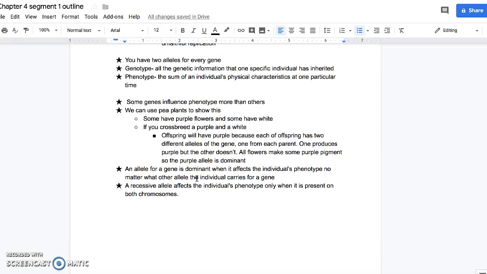A genotype is all the genetic information that one specific individual has inherited, and your genotype was set at the instant of fertilization. For the rest of your life, your genotype will remain the same. On the other hand, we have phenotypes, which are the sum of an individual's physical characteristics at one particular time. It includes your hair color, your intelligence, and your tendency to get the hiccups. But while your genotype never changes, your phenotype never stays the same, and your body changes every single day.